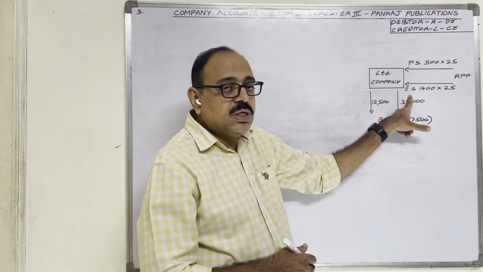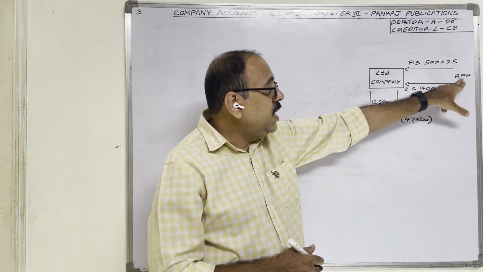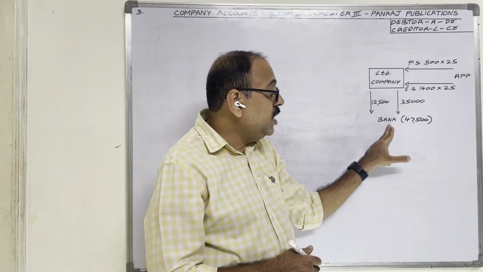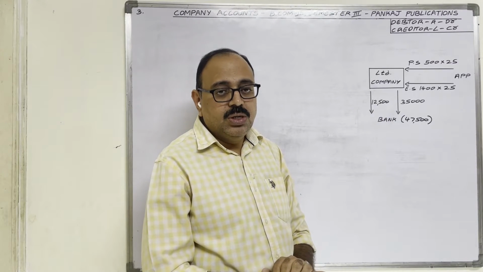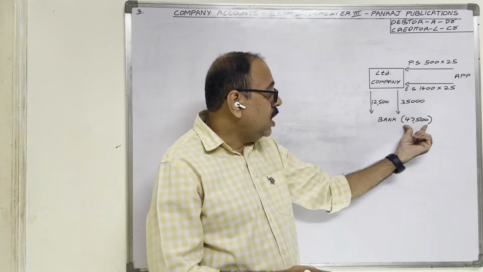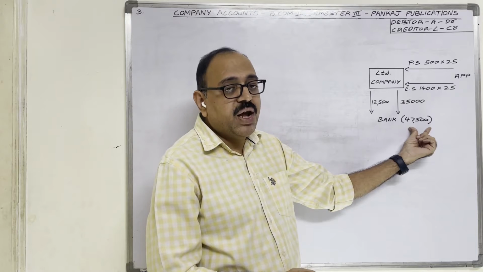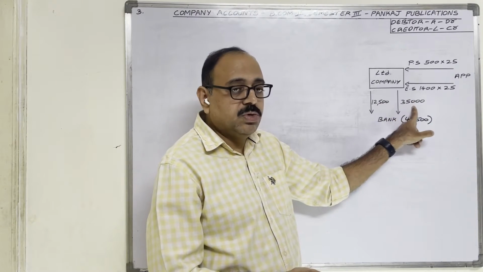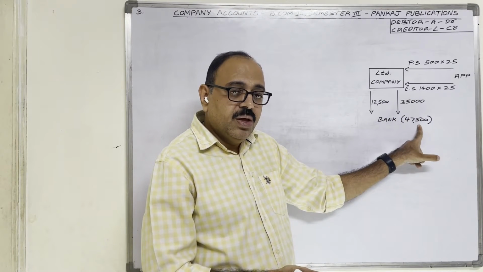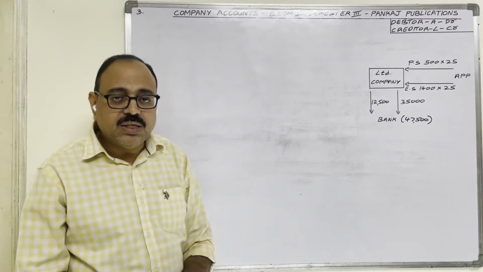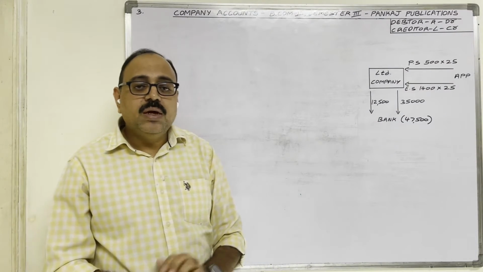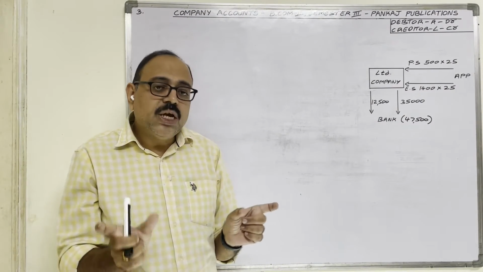These two amounts, our assumption is applicants are directly depositing in company's bank account. So in bank, total 47,500, the total of these two amounts, is deposited. Now what is the journal entry for this? There are two accounts here, bank account and applicants' accounts.